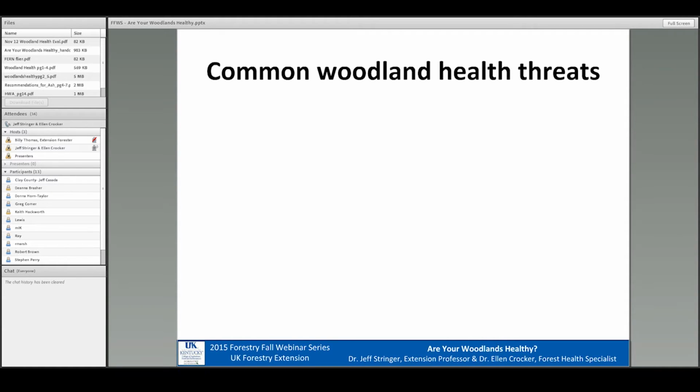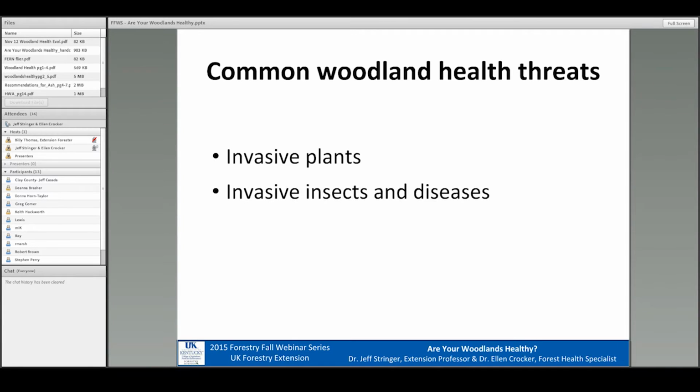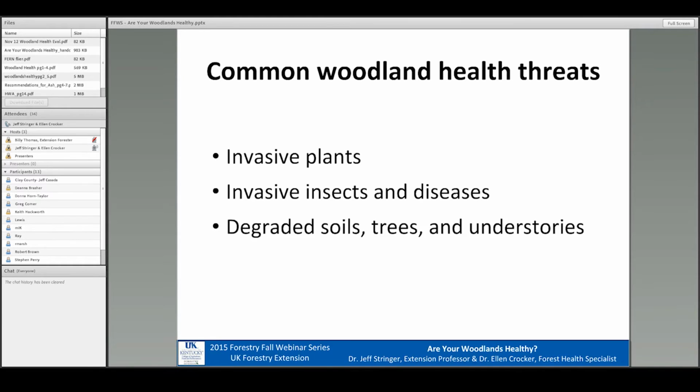So we're going to be talking about invasive plants, as well as invasive insects and diseases, especially a problem right now with emerald ash borer just coming into this area a few years ago. And then briefly touch on the damage that can be caused by disturbances, so degraded soils, trees, and understories, as well as human-caused overstory decline.